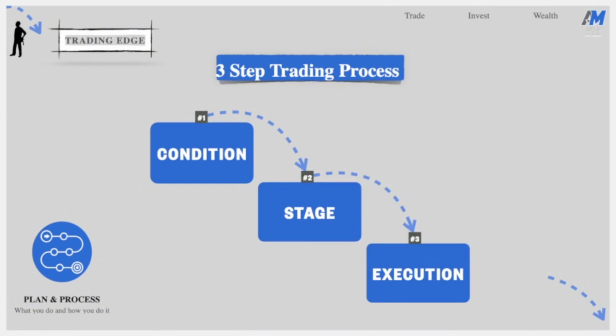Then we have step 2, stage. This is what sets up your trade and what your trade looks like. There are two types of trades: retracement setups and continuation setups. Then we have step 3, execution. This is how you're going to enter, manage, and close the trade. At Am the Trader Capital, we have 4 entry criteria before executing. We're not guessing, we're executing a plan. Let's get into the trade breakdown.